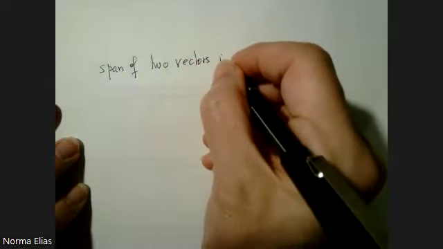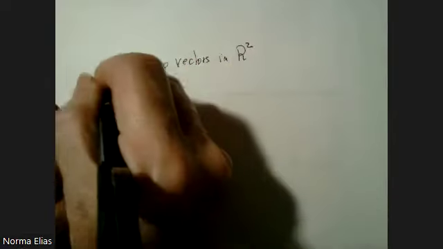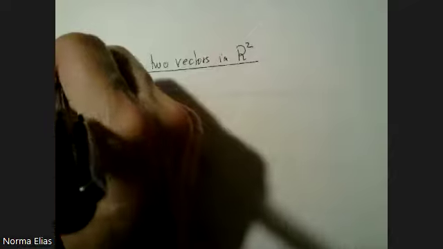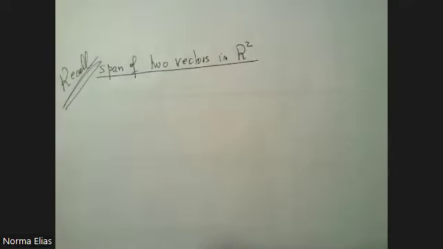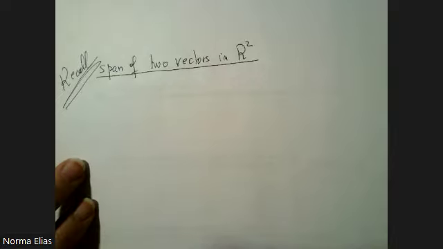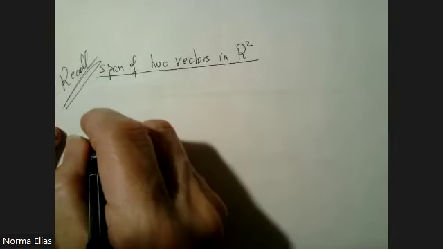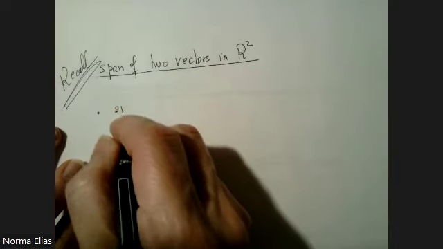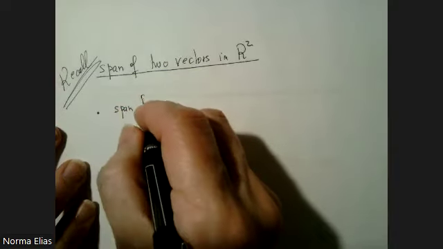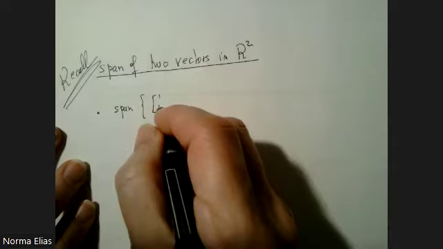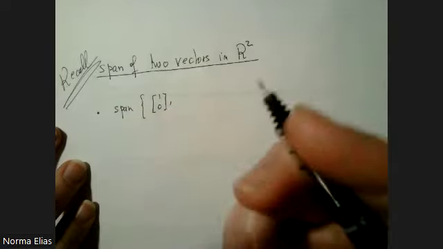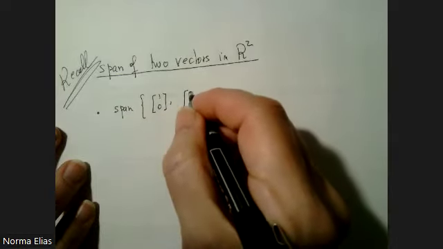Of two vectors in R2. Okay, so let us recall what we did last time. I started by giving you a fairly simple example. I took the following very particular vectors: (1, 0) and (0, 1), each an ordered pair.